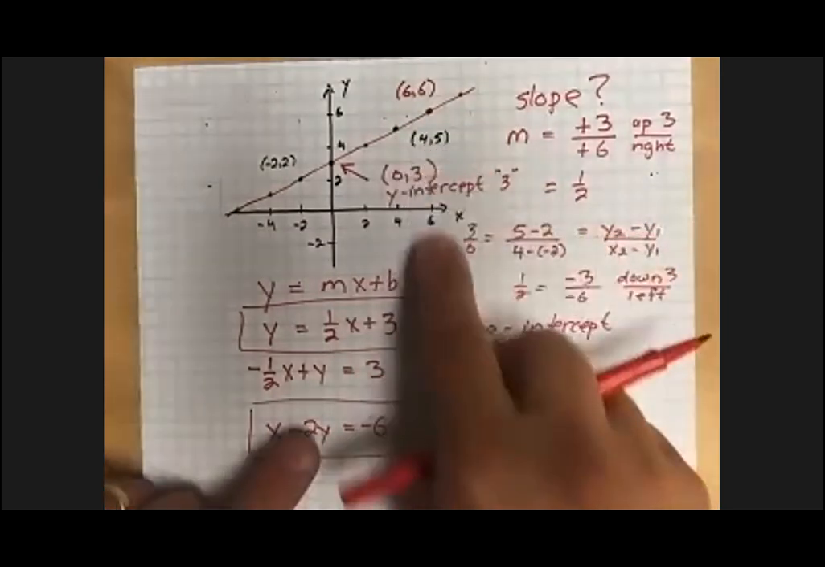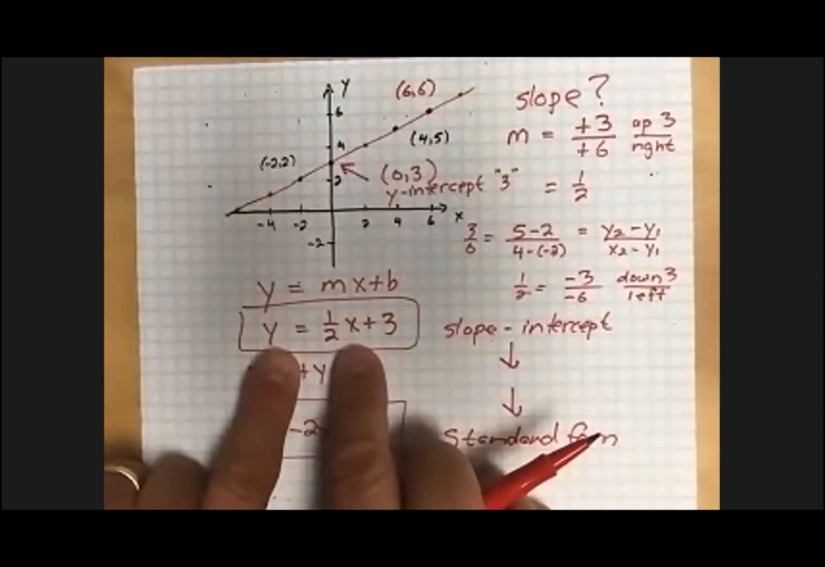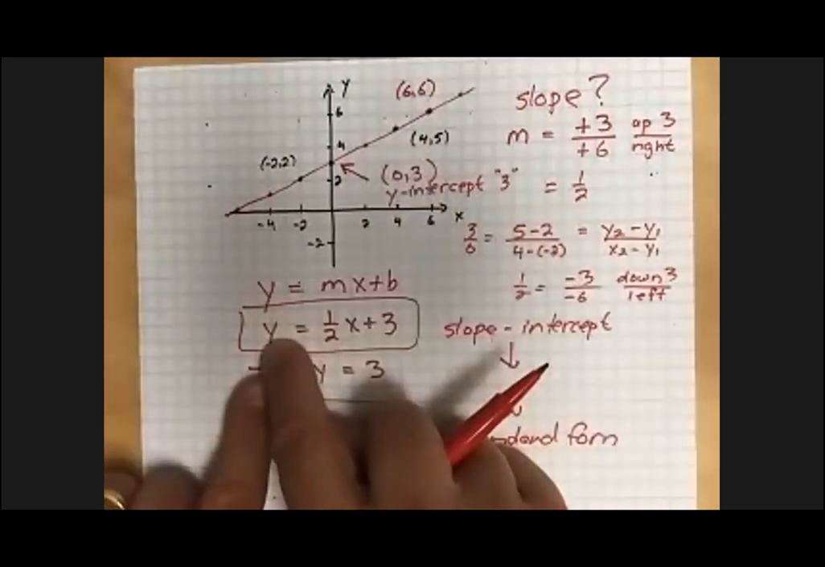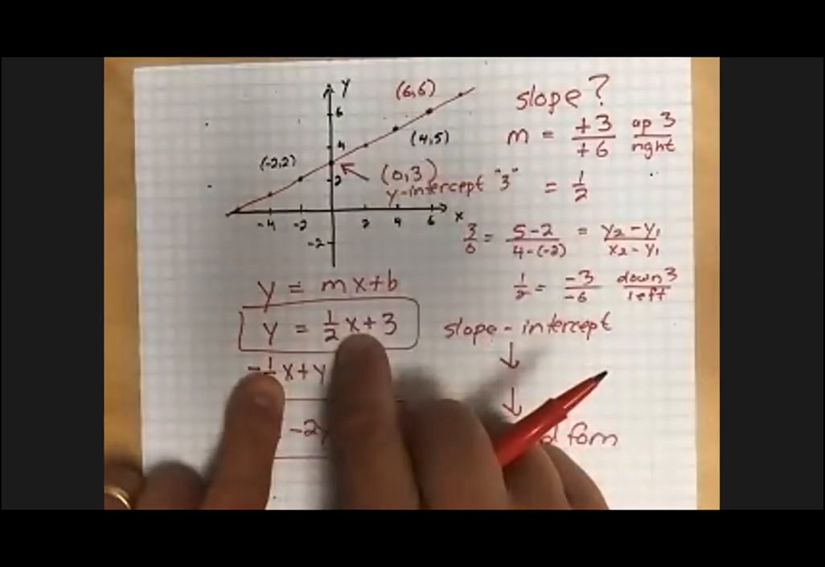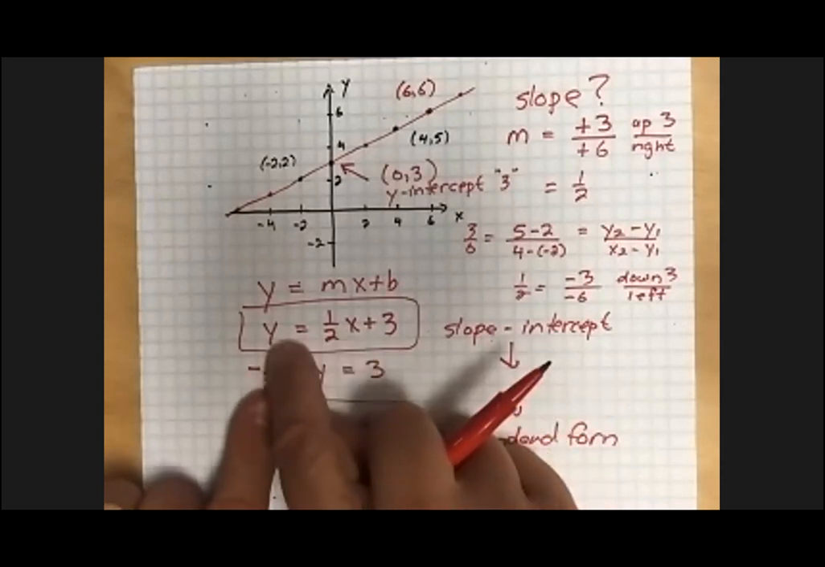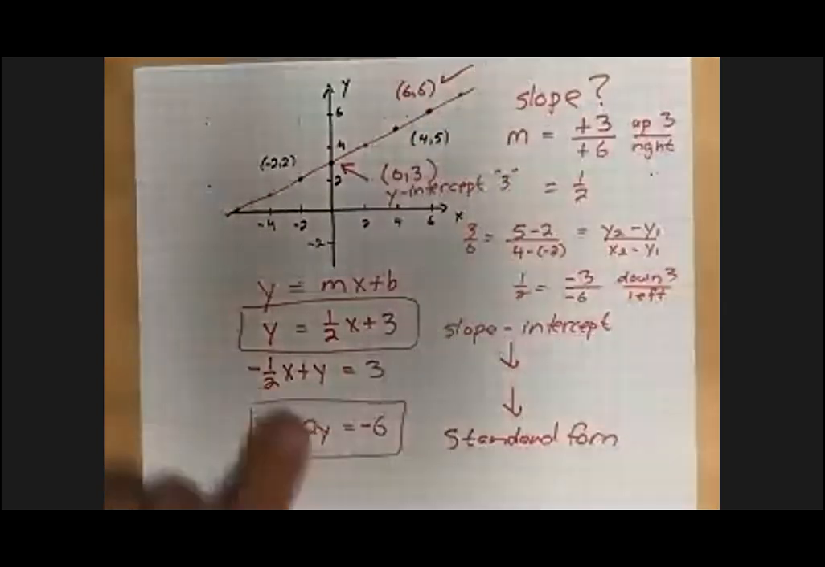But if I ask you, is 6 and 6 on this line right here? It's not impossible, but you just get distracted by the fractions. So you take the y is equal to 6. Is that the same as 1/2 of 6? The x is equal to 6. Is 6 equal to 1/2 of 6 plus 3? Is 6 equal to 3 plus 3? The answer is yes. This is a good point.